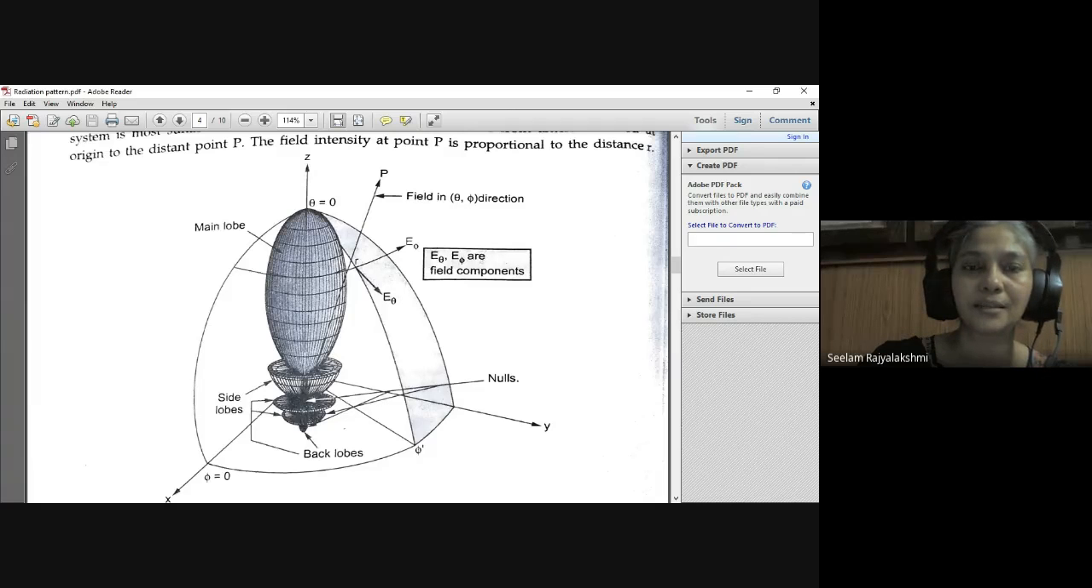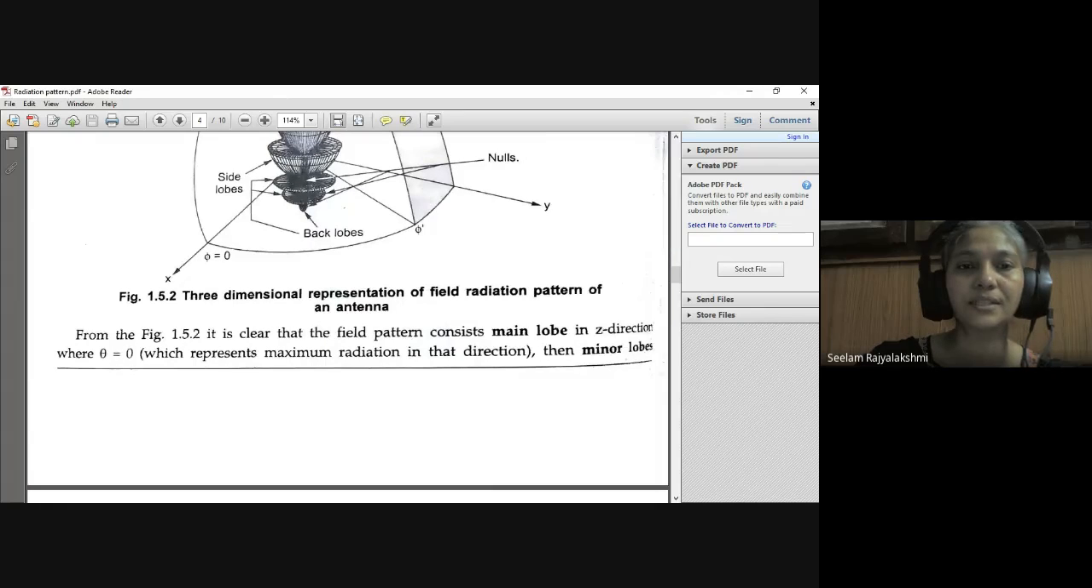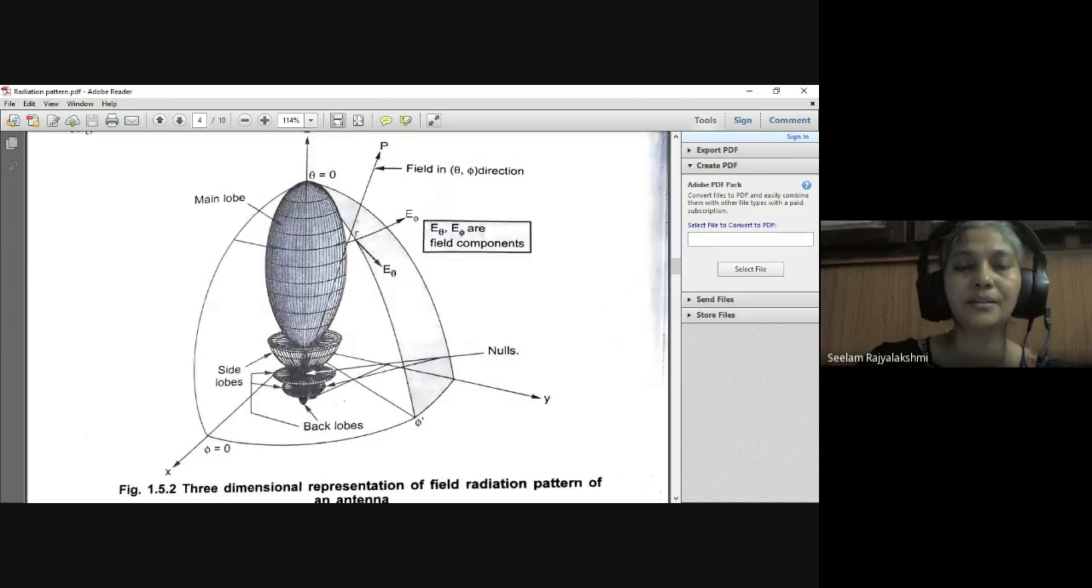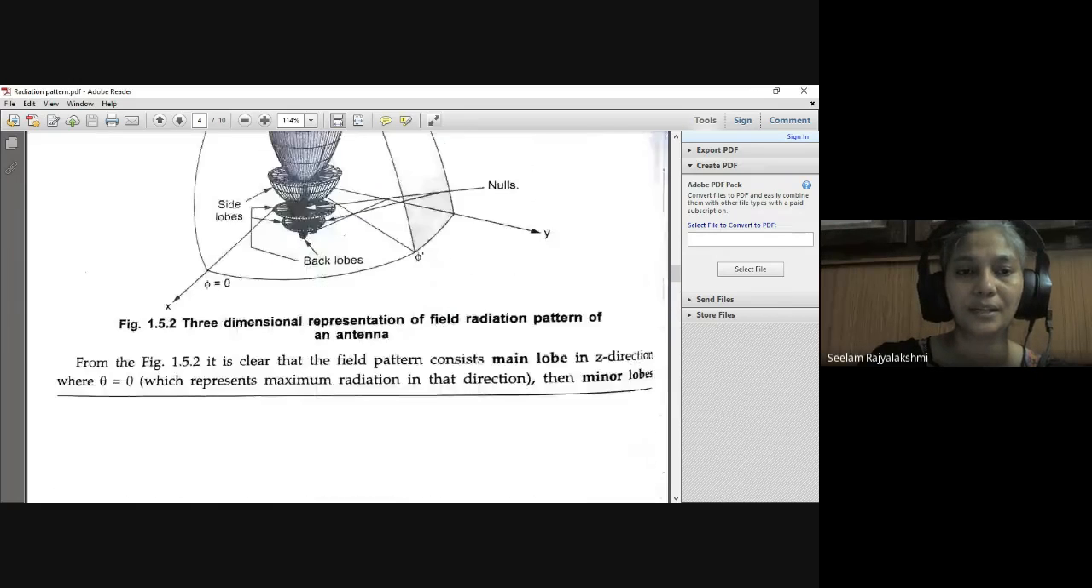And here this is P, at which we can find the potential, the field in the theta comma phi direction. Here E theta and E phi are the electric field components in theta and phi. This is the y direction, and this is phi dash, and in the x direction phi equals 0, and this is the principal direction, theta equals 0. So this is the three-dimensional representation of the field radiation pattern of an antenna. From this lobe, the antenna can radiate effectively in a particular direction.